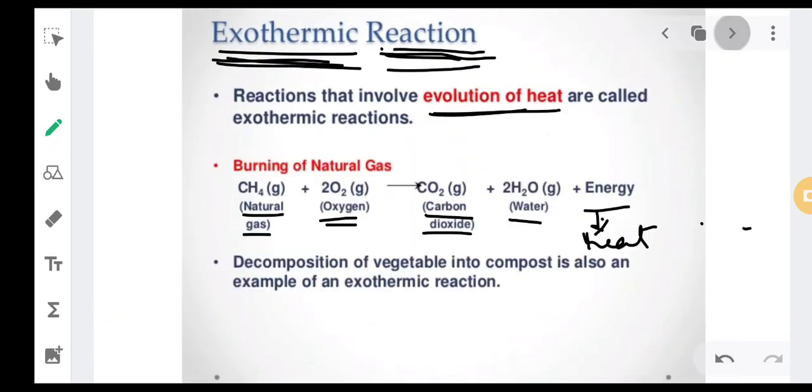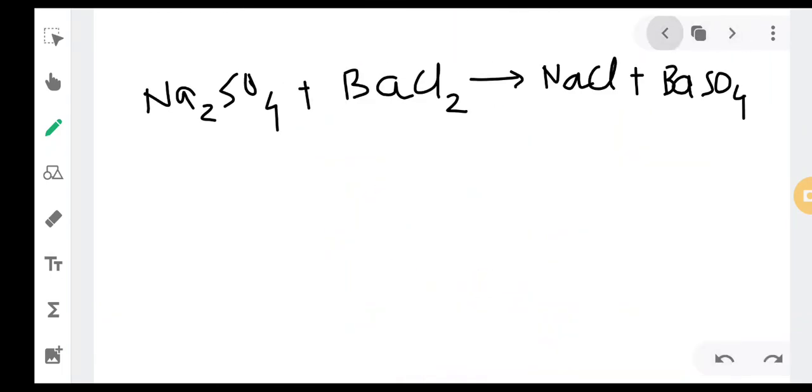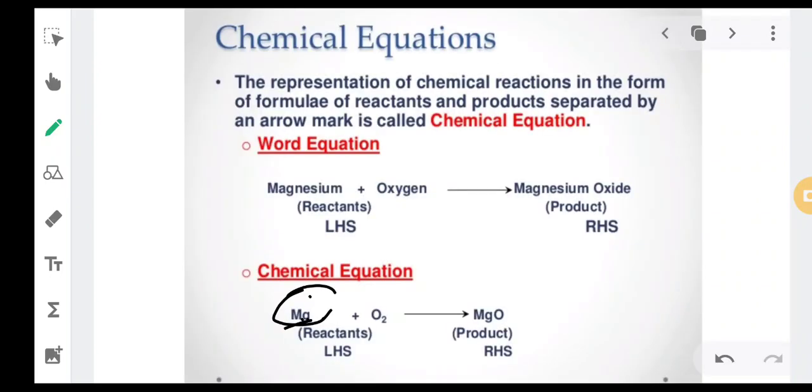So now what we will be studying is what a chemical equation is. I hope this is clear. It is similar to a chemical reaction, but a chemical equation is a chemical reaction which is written by using symbols of elements, for products as well as reactants. So this is a very important concept.